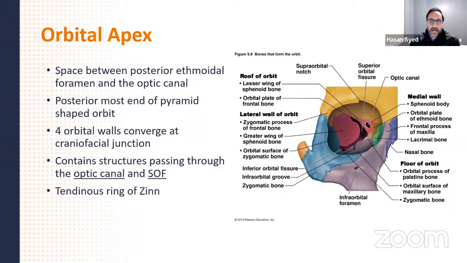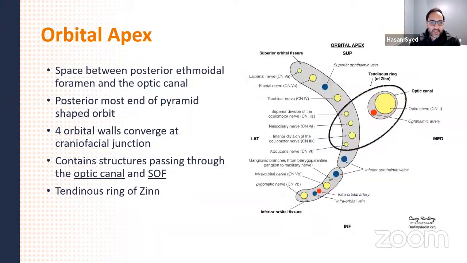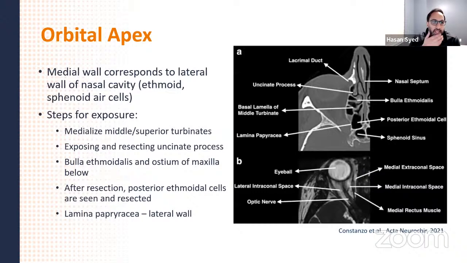And it's important also to note, I'll bring up this image of the tendinous ring of Zinn. This is oftentimes examined in the written and oral boards as well. So it's important to know the anatomy and the cranial nerves and the various branches that pass through this, as well as the ophthalmic artery, just to bring that up.